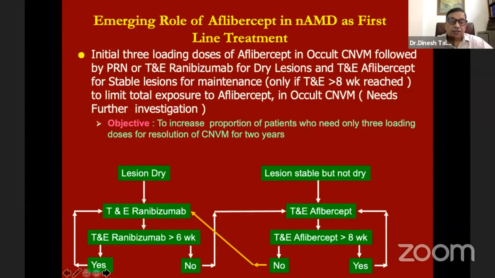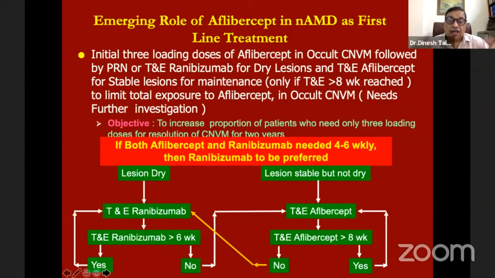Now, just to sum this up, if the lesion is dry, try treat and extend ranibizumab. If your treat and extend ranibizumab is more than 6 weeks, continue the same. If it's not able to continue at up to 8 weeks, go to treat and extend aflibercept and see whether you can maintain on that. If you have a patient who started with a stable lesion but not dry, continue treat and extend aflibercept. If you are able to get more than 8 weeks, stick to aflibercept. If you're not able to get that, try Lucentis. If I have to use both aflibercept and ranibizumab 4 to 6 weekly, I would prefer to use ranibizumab in that.